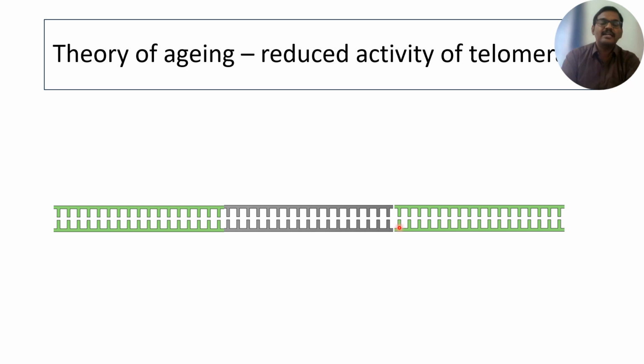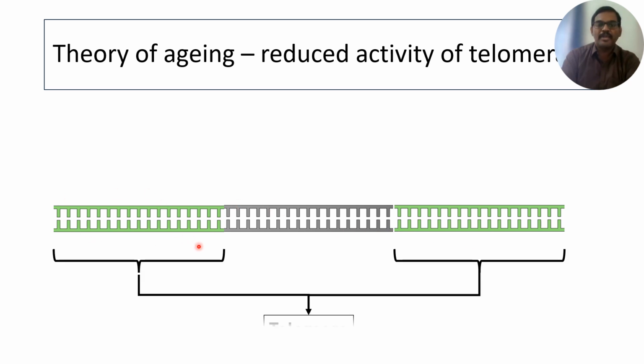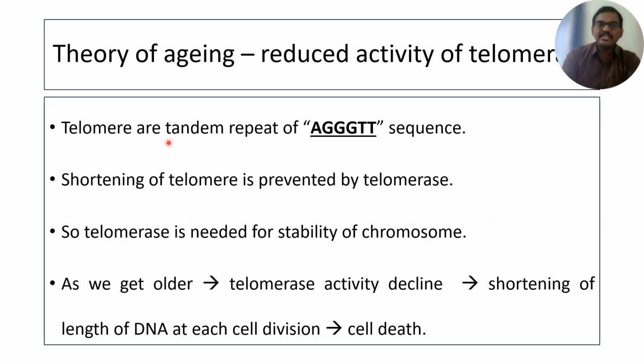So this multiple tandem repeat is called a telomere. So telomere is going to protect the DNA during replication. Even the telomere will get shortened after each replication, which is prevented by telomerase. So telomerase will prevent the shortening of the DNA. That is, it will start adding new nucleotides at the telomere. So telomere is a tandem repeat of the AGGGTT sequence. So telomere will get shortened after each cycle of replication, which is prevented by telomerase.